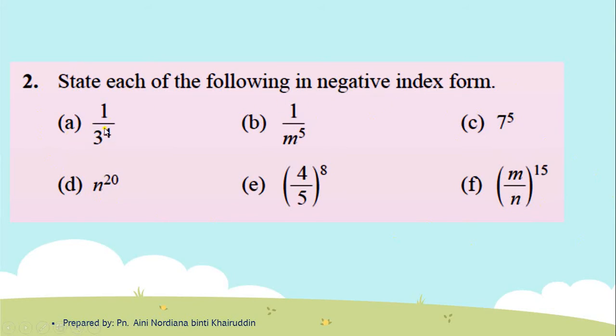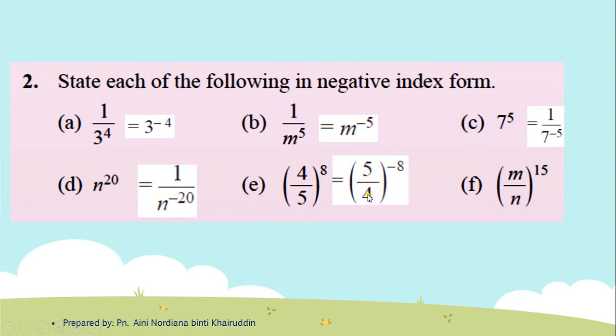For A, 1 over 3 to the power of 4 is actually 3 to the power of negative 4. B, m to the power of negative 5. C, 1 over 7 to the power of negative 5. For D, 1 over n to the power of negative 20 is n to the power of... For E, change the position and the power positive here become negative.